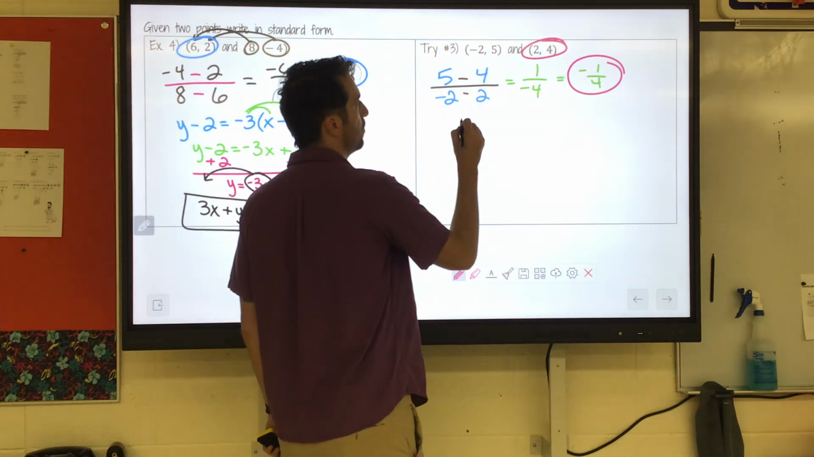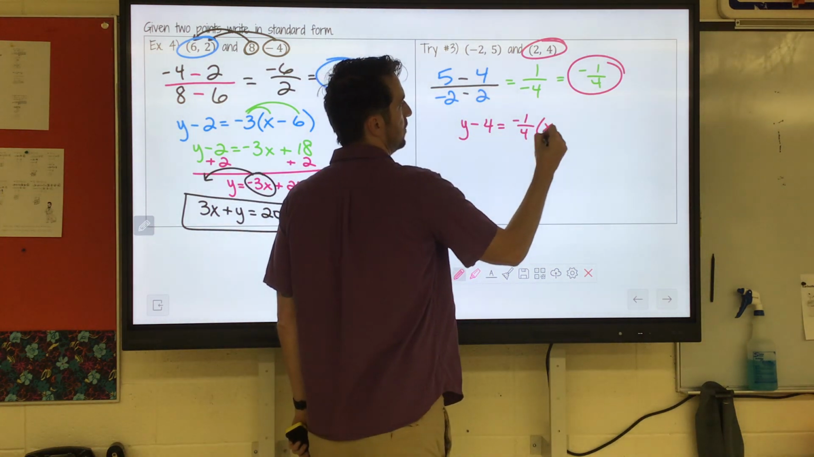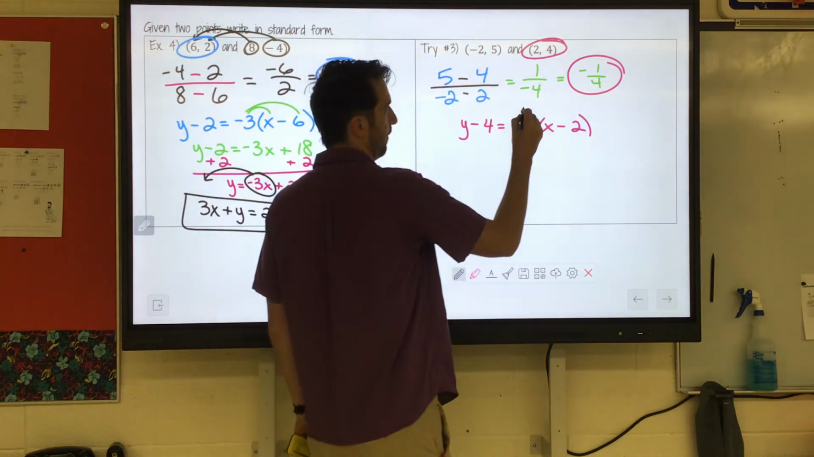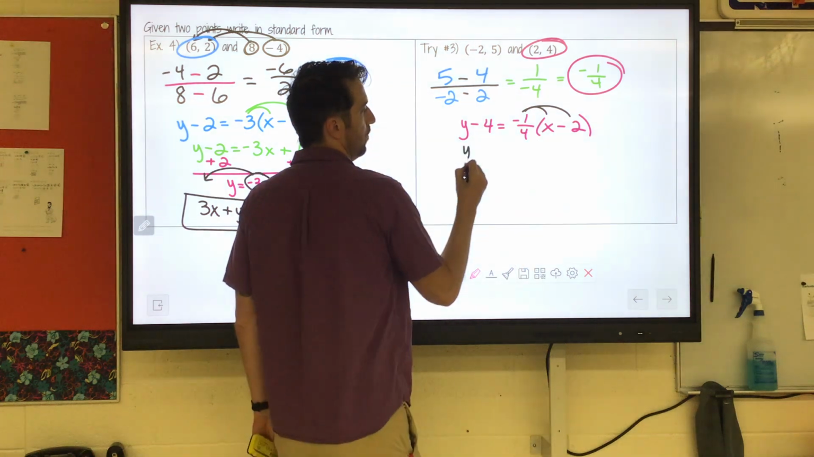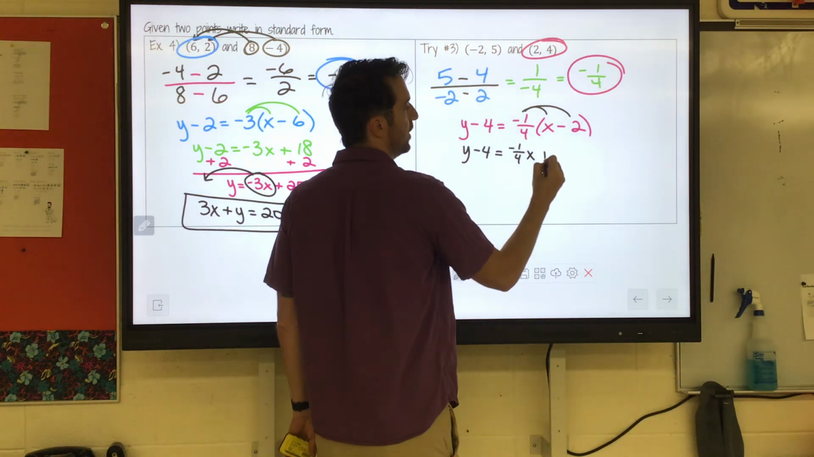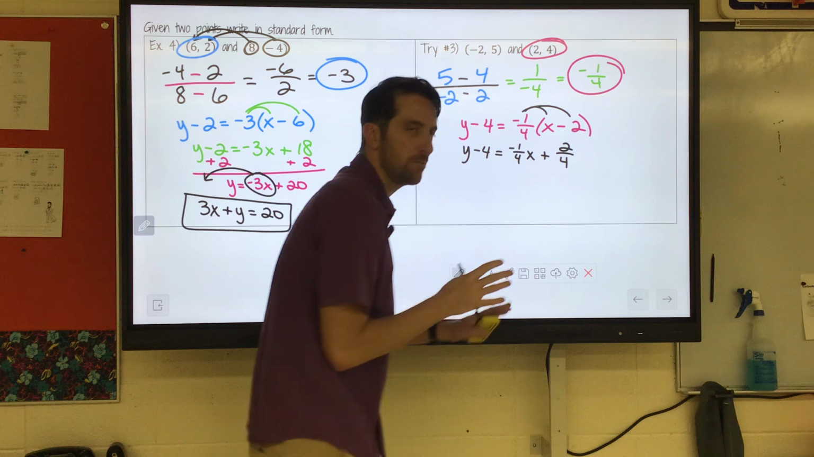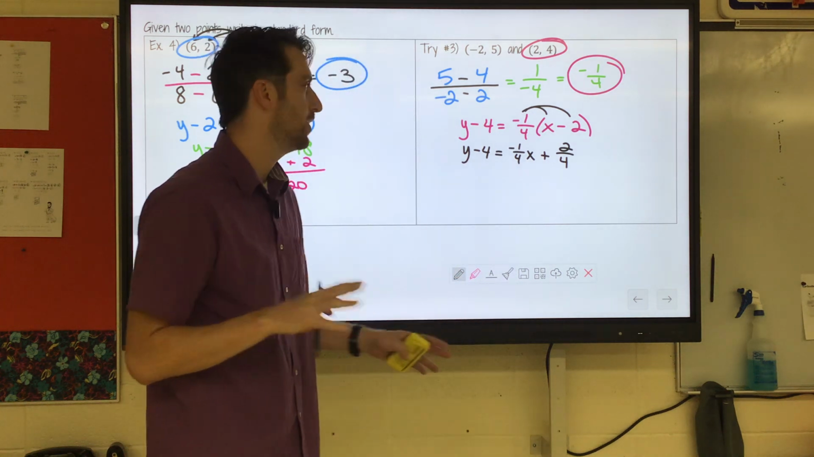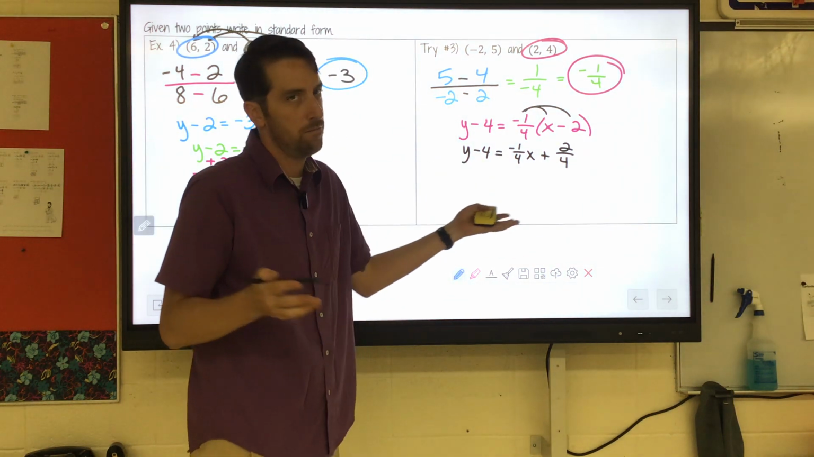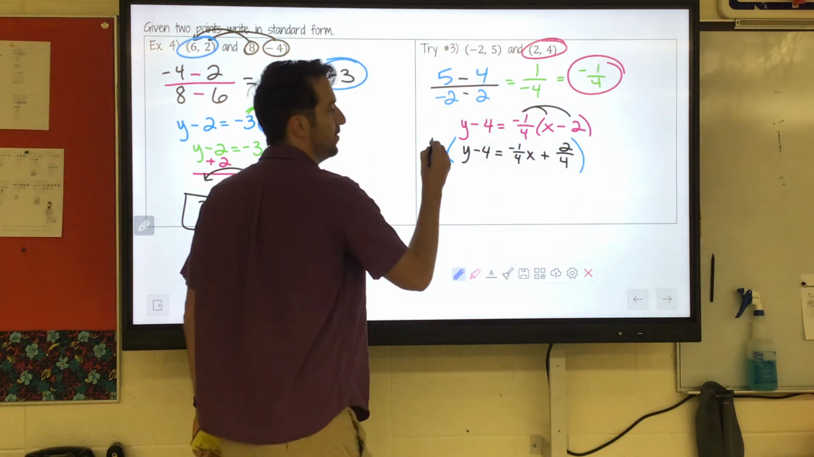So y minus our y coordinate, 4, equals our slope, negative 1/4, and then x minus our x coordinate, 2. We can distribute that. Y minus 4 equals negative 1/4 x, and then negative times negative here, 2 times 1 is 2, so we'll have 2/4. Now, you can simplify that to 1/2. That's a great idea. However, we're about to clear these fractions anyway, and we're about to multiply by 4, which will clear that out anyway. So I would say that's an unnecessary step.